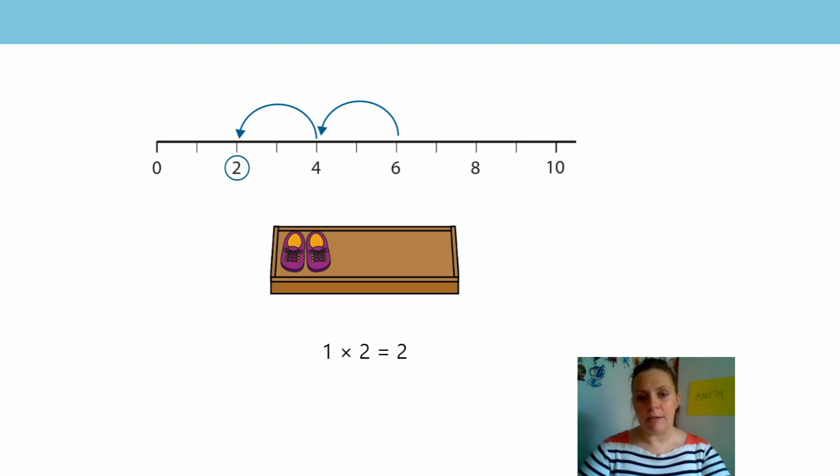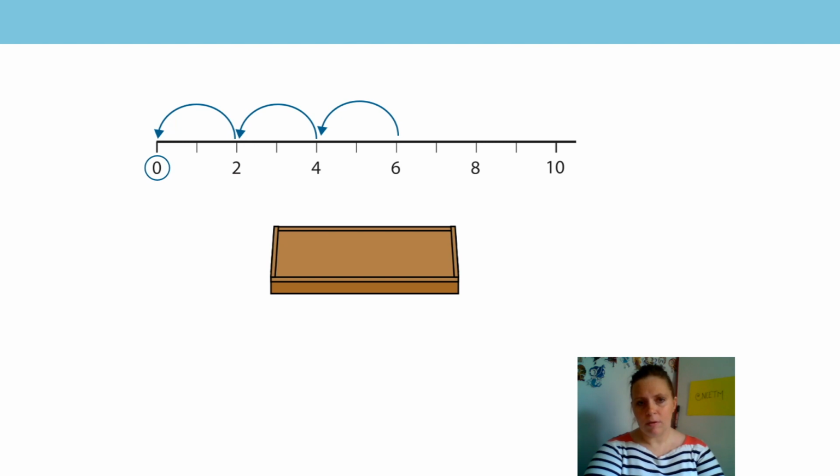Factor, factor, product. But then someone's going to come and buy that lovely purpley pink pair of shoes. And I'll have 0 shoes left in the shop. But I can still write a multiplication equation for this. Just have a little go.